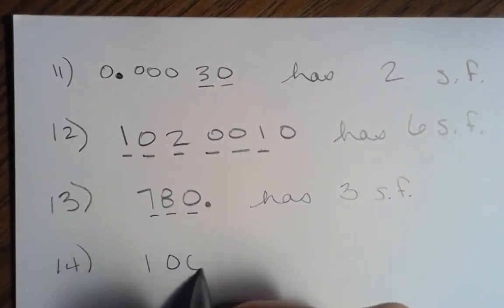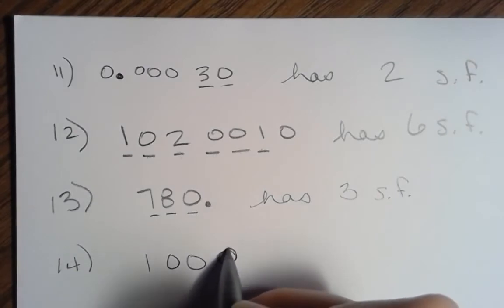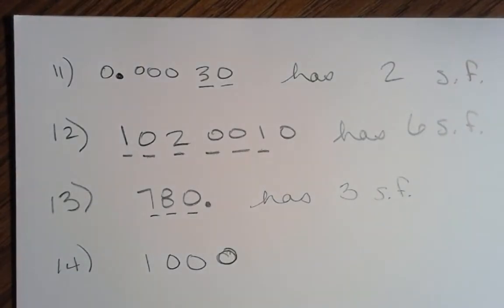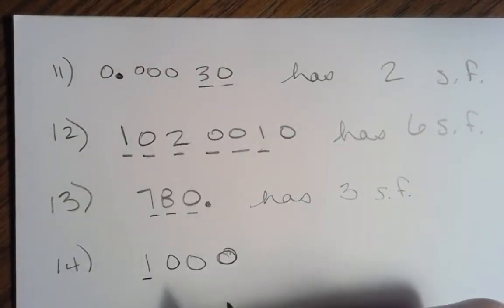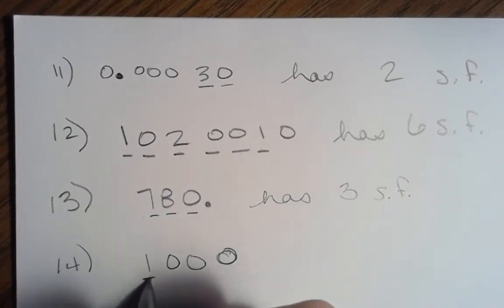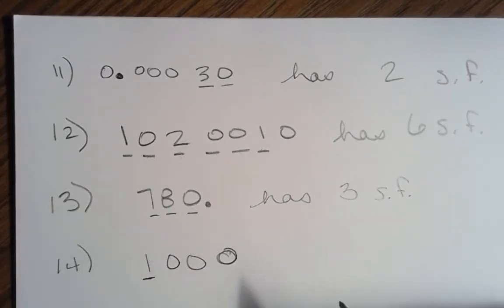This question has this number. Those are all ending zeros. Ending zeros are significant if there is a decimal. You do not see a decimal because there is no decimal there. The 1, 2, 3, 4, 5, 6, 7, 8, 9 are always significant, so that 1 is significant. But those are all ending zeros.